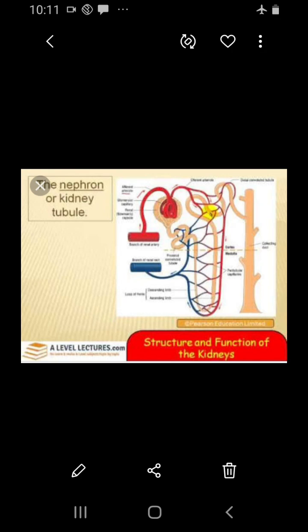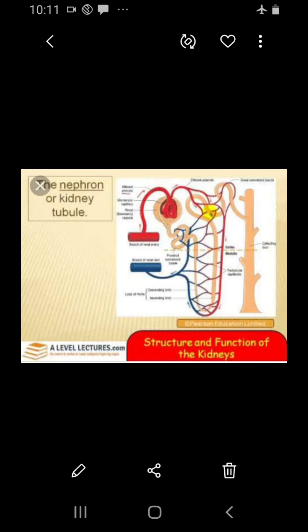Students, in science we are learning about the excretory system. We have seen the structure of the kidney, and the kidney has a special part called the nephron. So we shall see the structure of nephrons.